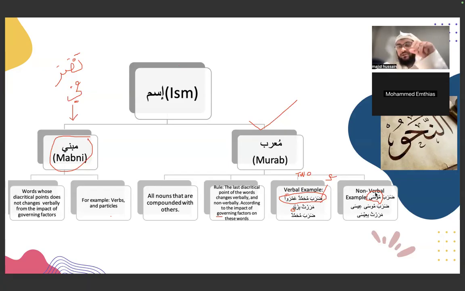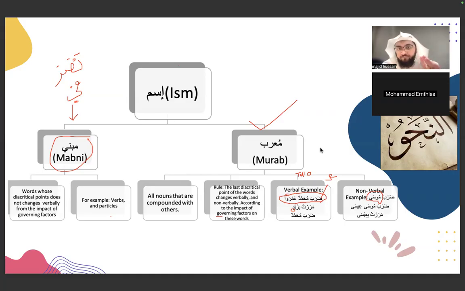These are very limited words. For example, Musa, Isa, and whatever comes on the scale of the words Musa and Isa, they are in this category. So just to revise, Ism is further divided into two categories. One is Mu'arab, meaning it will have I'raab, it will have a diacritical point. And another one is Mabni, meaning it does not have any diacritical point.